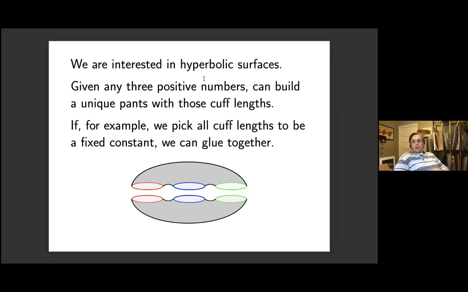And then you can glue together pants as long as you make sure that the cuffs have the same length. So maybe for now, just for simplicity, we'll pick one constant and make all the cuffs of all the different pants equal to that constant, so we can glue them however we want. Here I've illustrated an example with 2 pants. If you glue the red cuff to the red cuff, the blue cuff to the blue cuff, and the green cuff to the green cuff, then you get a genus 2 surface. But you could glue together more pants to get a bigger genus surface.